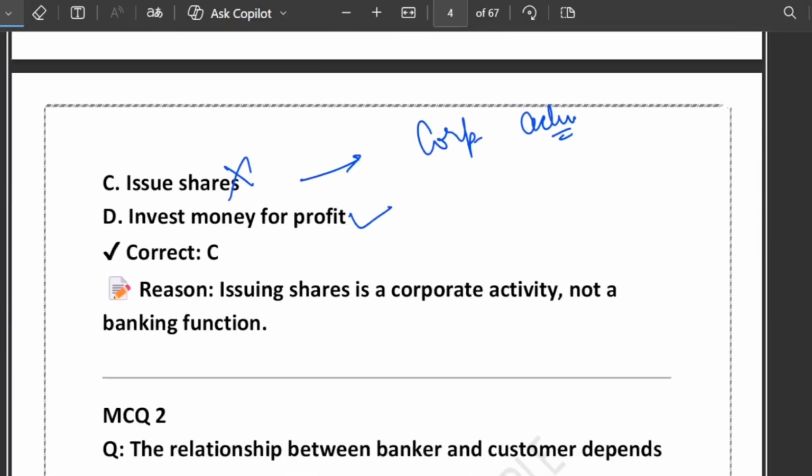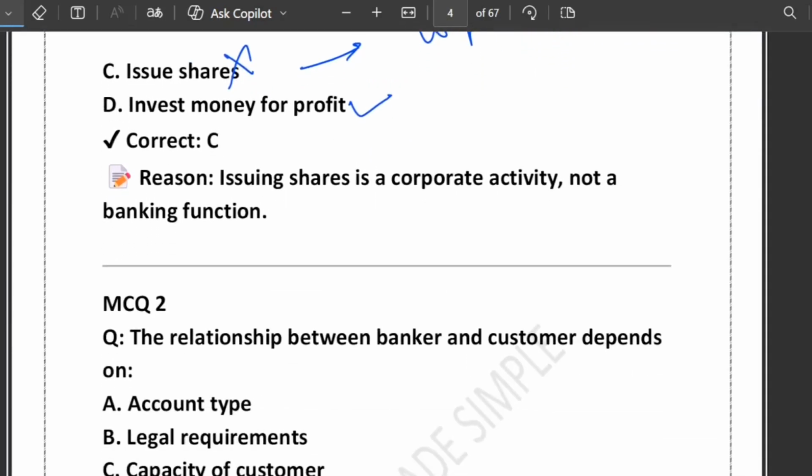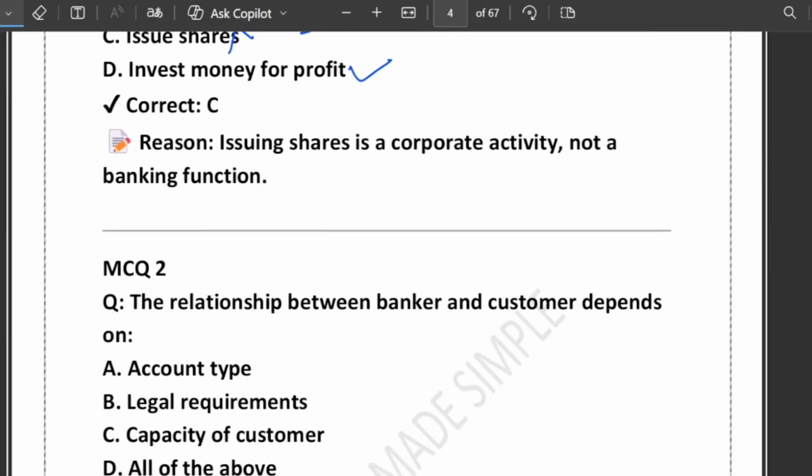Question number 2. The relationship between banker and customer depends on account type, legal requirement, capacity of customer, all of the above. What do you think is the correct one? Yes, the relationship between banker and customer depends on account type, legal requirement, capacity of customer. The correct answer is all of the above. Now you know the backbone of banking.